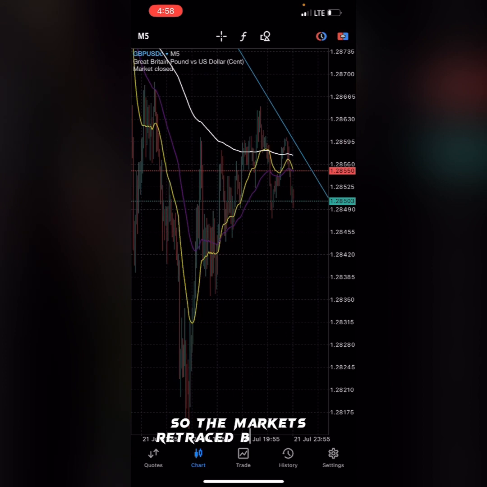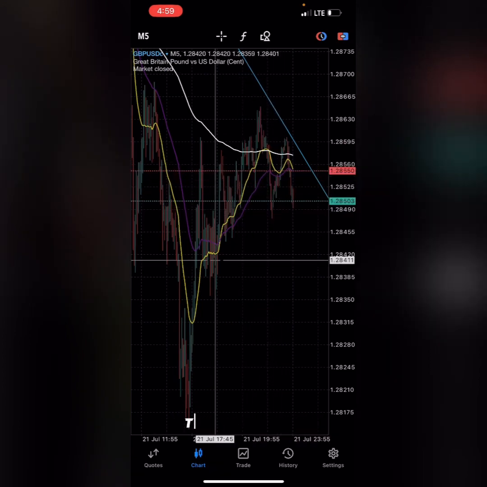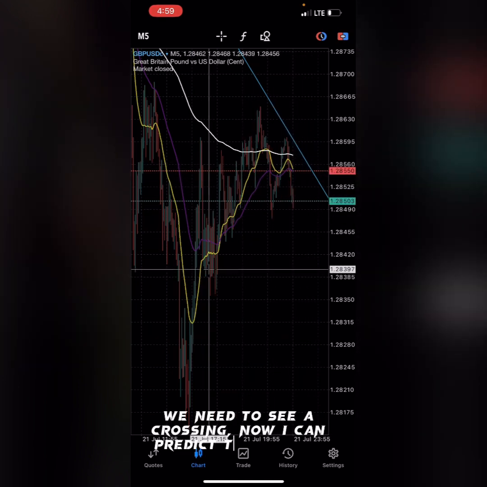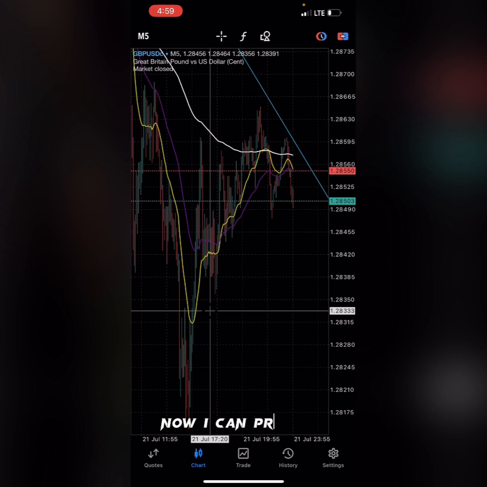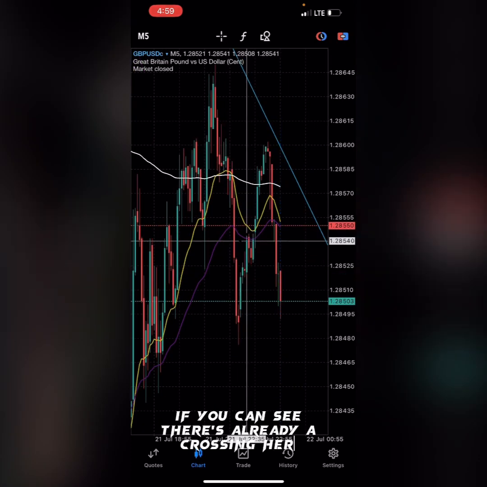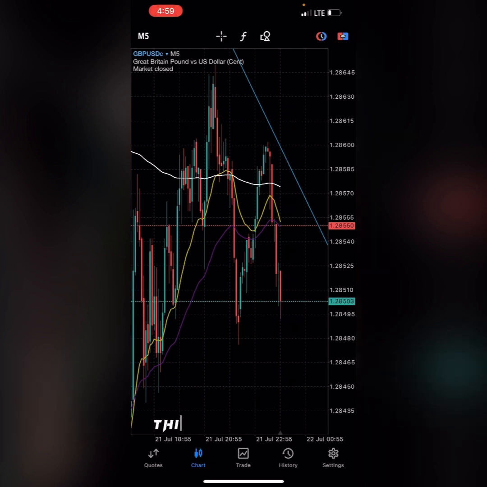So the market retraced back here. So there's even an opportunity here. I think it retraced back to, there's a crossing here. We need to see a crossing. Now I can predict this market. We need to see the 50 moving average to be higher than the 20 before we can enter. And I can assure you, there's already a crossing here. And when the crossing happens, the price will still go back to touch the 50 and complete that move. This is a downtrend, guys.